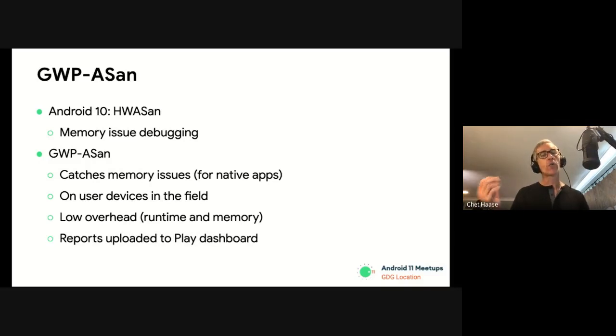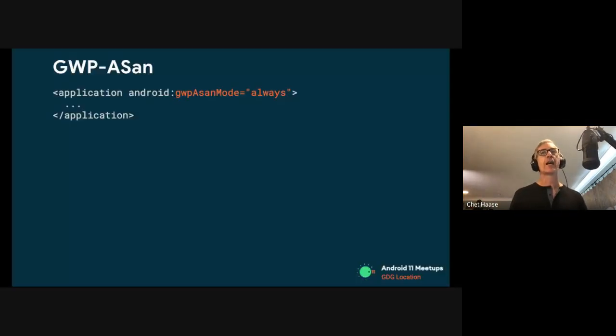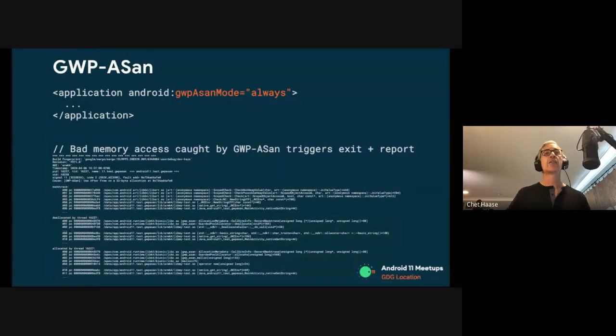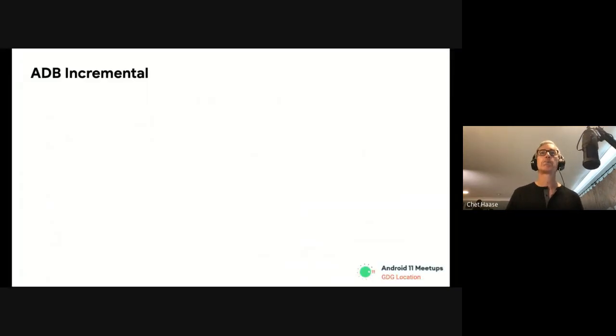And then also the reports are automatically uploaded to the Play dashboard. So what happens is you enable it here in your manifest, and then when you get one of these bad memory accesses, the app will automatically crash, which automatically triggers a crash report that gets uploaded to your Play dashboard. And you can check it out there.